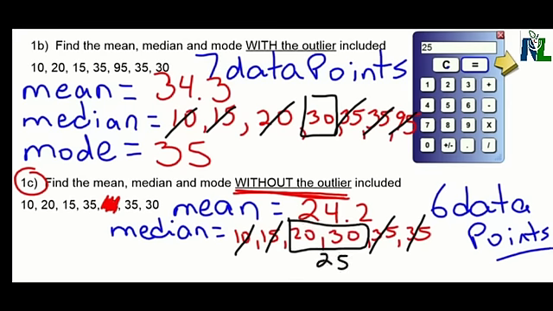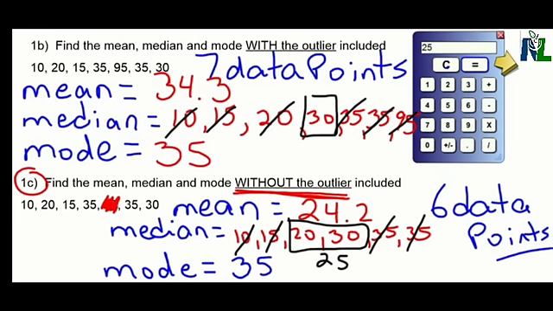Now, mode. The mode is the data point that occurs most often. All data points here occur once except for 35. Again, 35 is present twice. So we have our mode of 35.